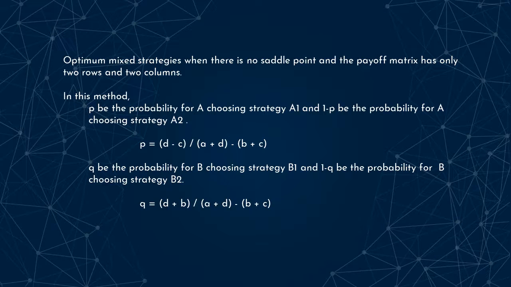If it is not a pure strategy, then we can say that it is a mixed strategy. We use optimum mixed strategies when there is no saddle point and the payoff matrix has only two rows and two columns. In this method, p be the probability for A choosing strategy A1 and 1 minus p be the probability for A choosing strategy A2. And the equation for p equals (d minus c) by (a plus d minus b minus c). And q be the probability for B choosing strategy B1 and 1 minus q be the probability for B choosing strategy B2, and the equation for q equals (d minus b) by (a plus d minus b minus c).